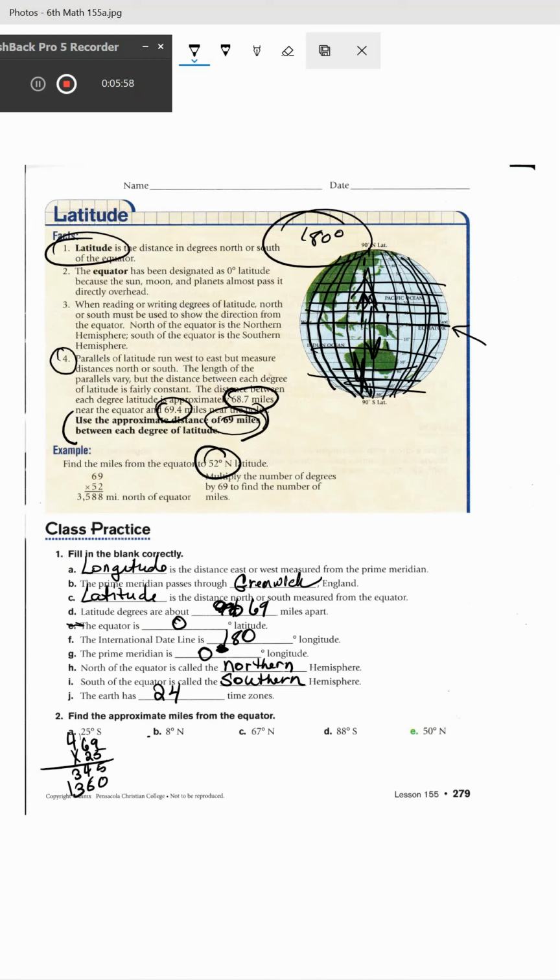This is an 8, by the way, that I'm not going to recognize when I get to the bottom. 1,725 miles. We'll do one more. 8 times 69. 48 plus 7 would be 55. And that would be miles. All right, let's go to the back.